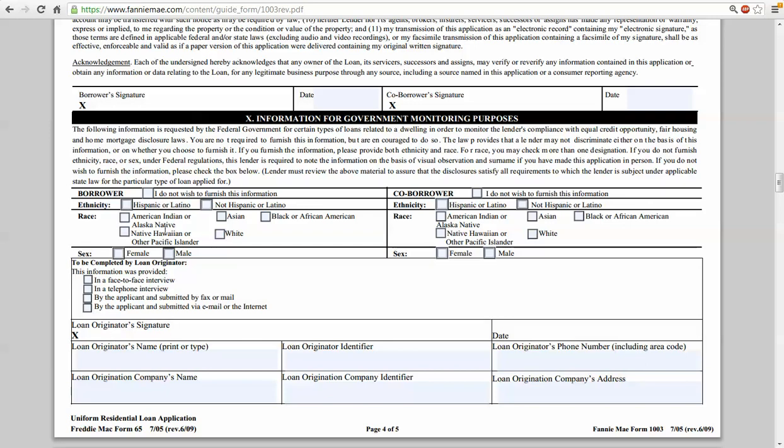So with that, after you fill that section out, everything below here does not need to be filled out by you, and you are done and complete.